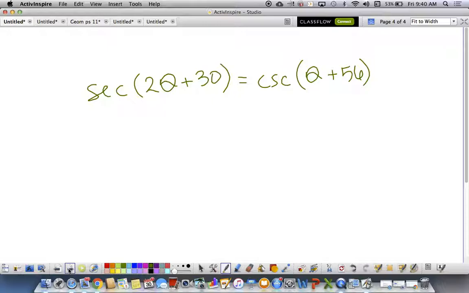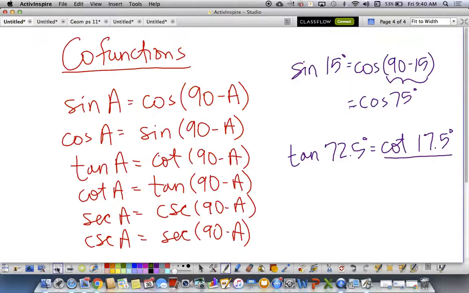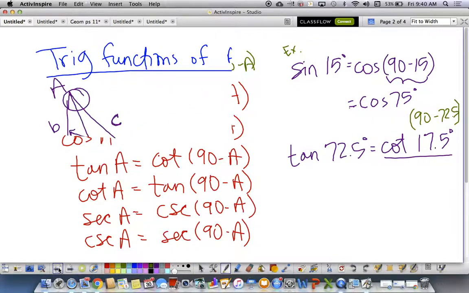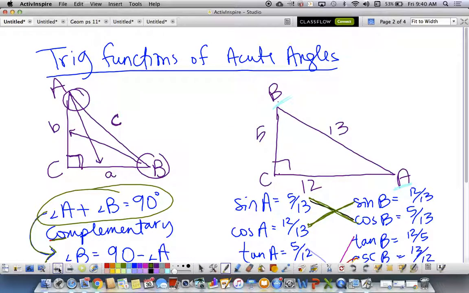It's whatever's in the parentheses. What are A and B? How are A and B related to each other? They're equal to 90.